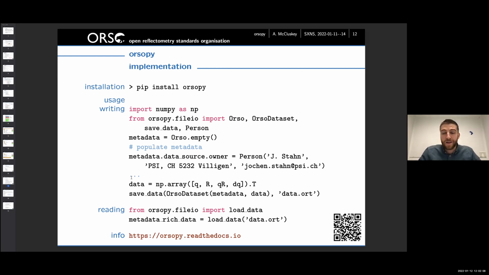Reading OrsoPy is actually incredibly simple. It's just one line. So here you can see we import the load data function. We pass to the load data function the name of our data file, and that loads this metadata-rich Orso object. And on top of that, we've also put together some quite comprehensive documentation that's available on Read the Docs. And so if you're interested, you can go and have a look at that as well.